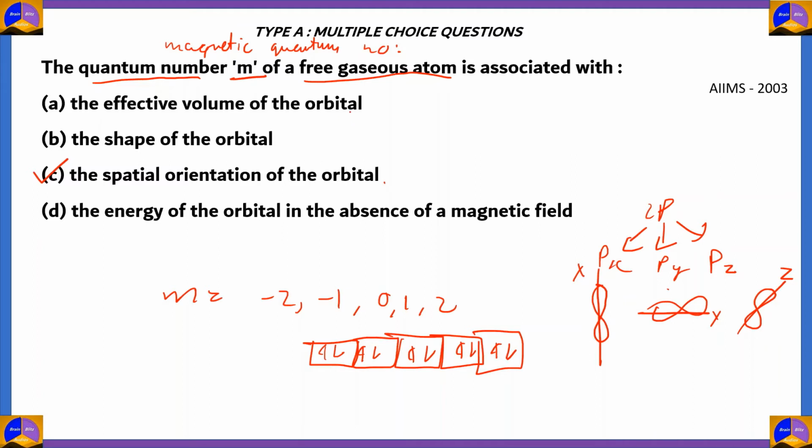Quantities such as the effective volume of the orbital, the shape of the orbital, and the energy of the orbital in the absence of a magnetic field all remain the same. So therefore, they are incorrect. And this quantum number changes from -L to +L. And so it is associated with the spatial orientation of the orbital, which is different for different orbitals within a specified subshell.